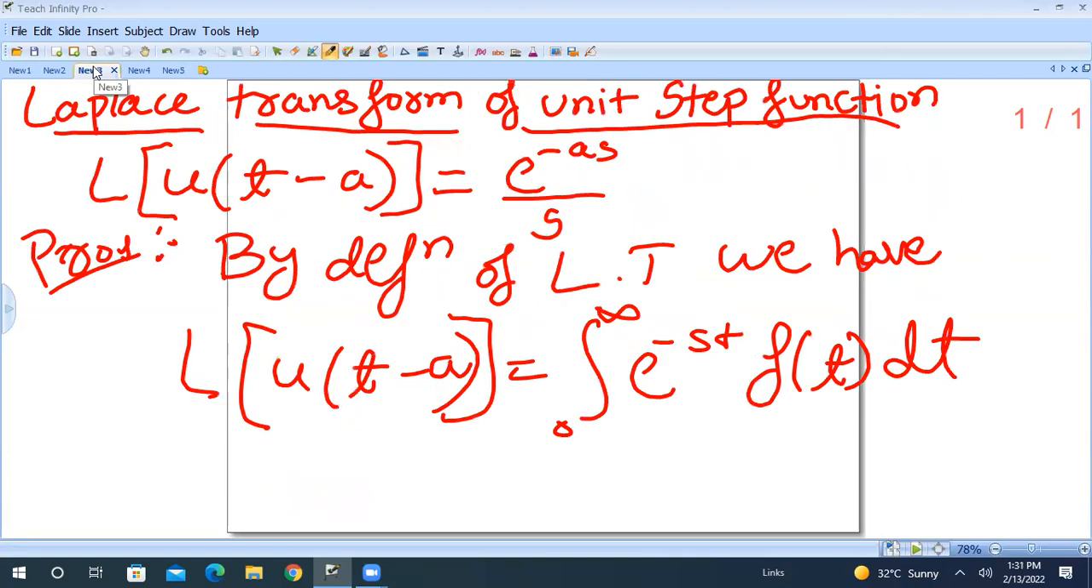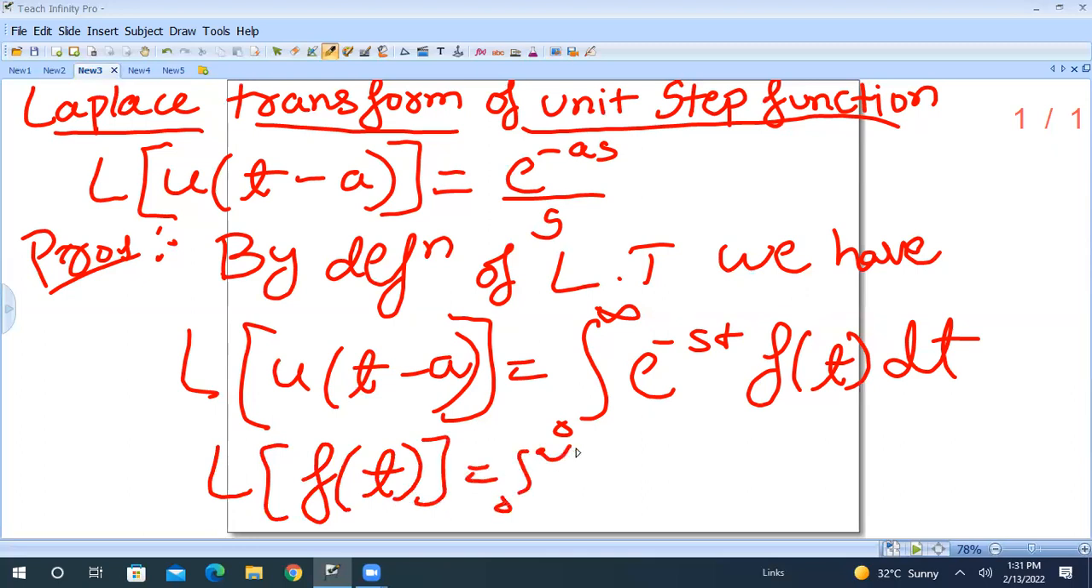The theorem for today's topic is the Laplace transform of the unit step function. We have to prove that L of u of t minus a is equal to e to the power of minus as divided by s. Proof: by the definition of Laplace transform, we have L of f of t is equal to integration 0 to infinity e to the power of minus st f of t into dt.